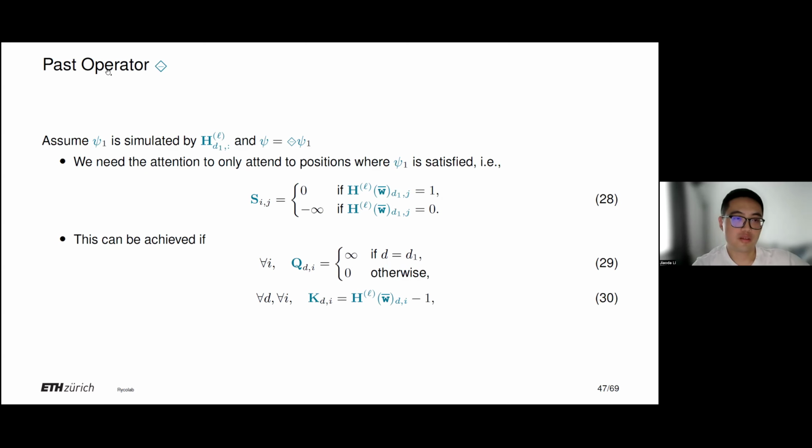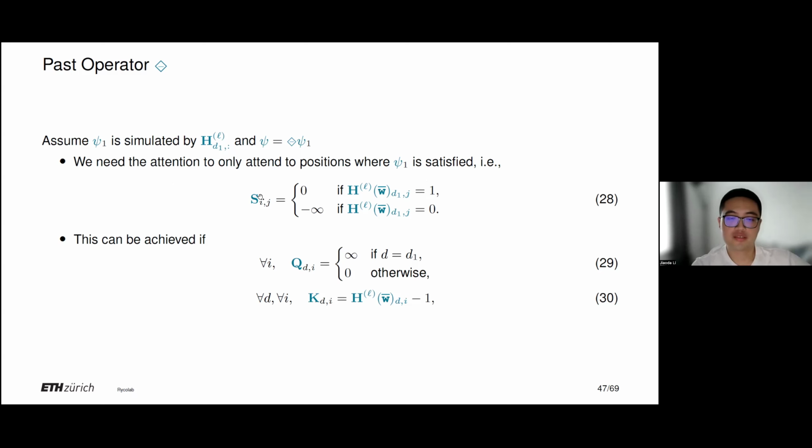Yeah, and now we show how to simulate the parse operator. Assume, again, psi1 is simulated by D1. And the formula we're interested in is psi equals past psi1. And so intuitively, we just want the attention to attend to the positions where psi1 is satisfied, or D1 is 1.